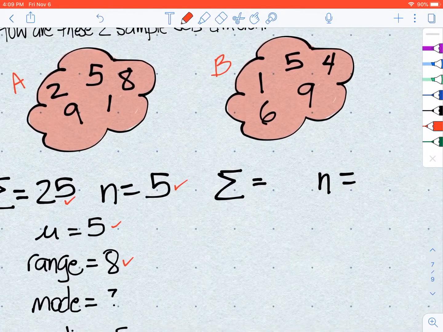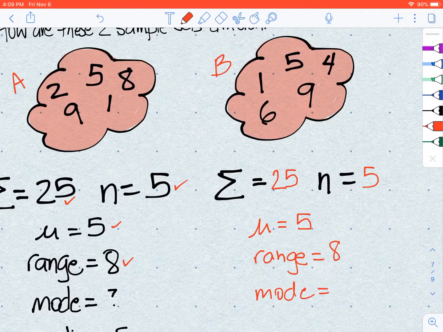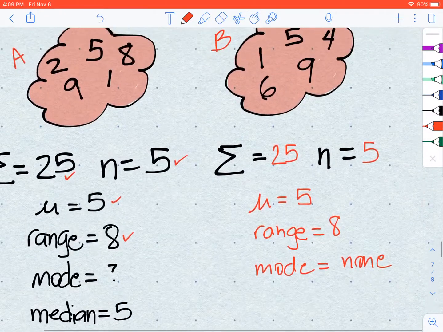Let's look at Group B. Again, adding those up, 9 plus 1 is 10, 6 plus 4 is 10, so again we have 25. And again, there's 5 items. So our mu, the average, the mean, is 5. The range, 9 minus 1, is still 8, and neither of them has a mode. So there's nothing to really look at there.